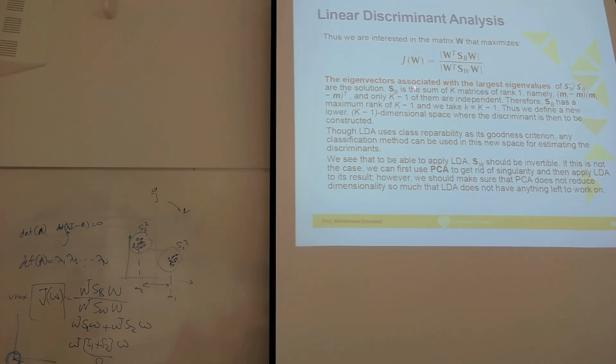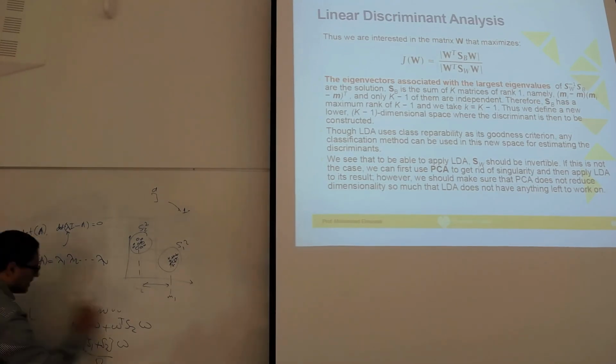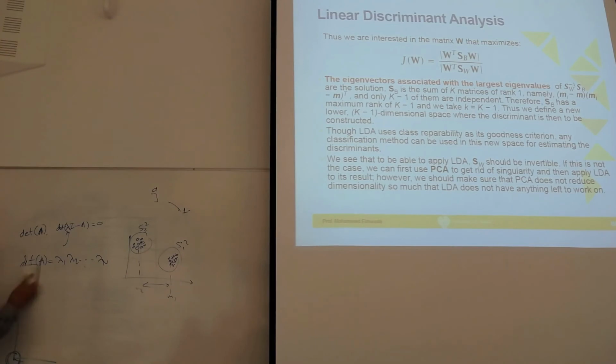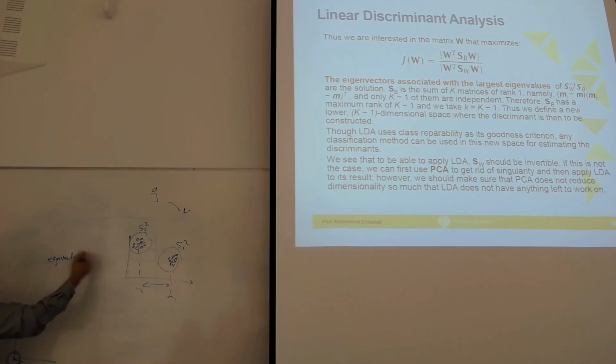So this W will be the eigenvectors associated with the largest eigenvalues of SW inverse times SP. In general, the solution to this equation, in order to maximize this, will be the eigenvectors that formulate the matrix W.